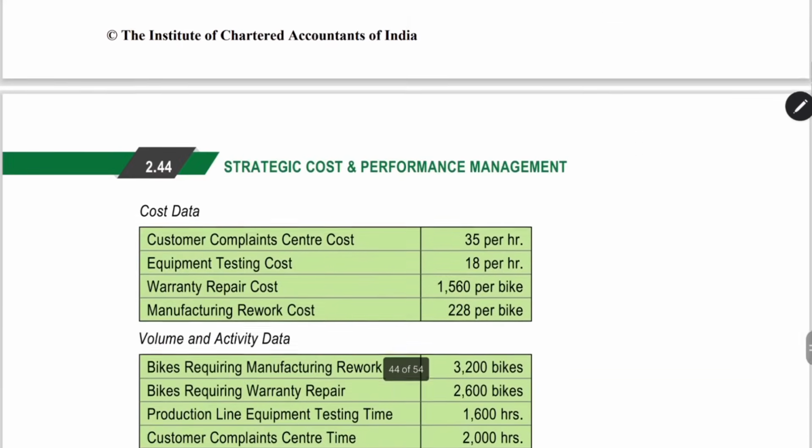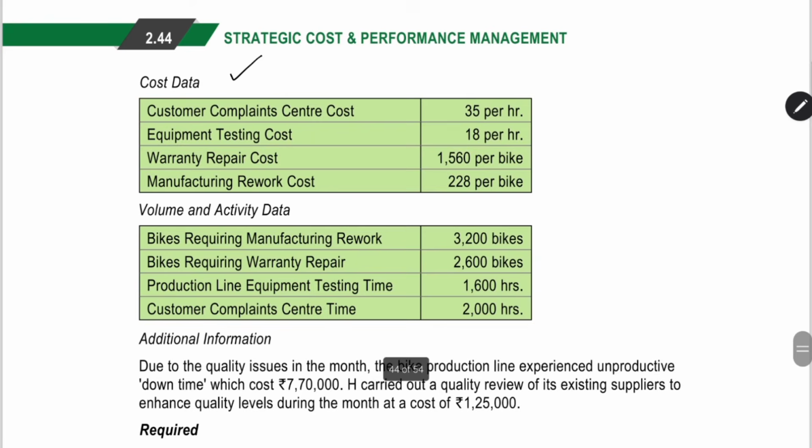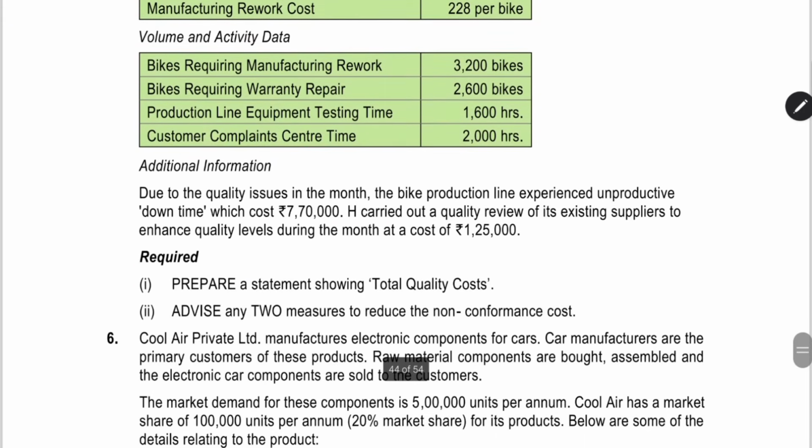You have to analyze it. The information is, this is the cost data: for which activity, how much cost is happening. Volume is given here, how many times that activity is done. The frequency is given here. Additional information is also given. Now they are asking for a total quality cost statement.